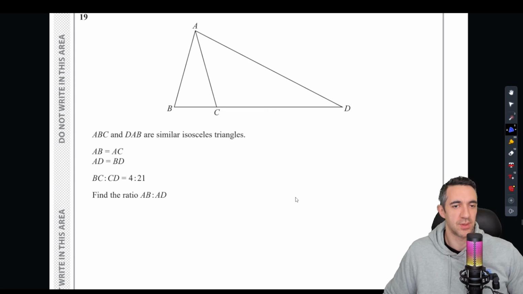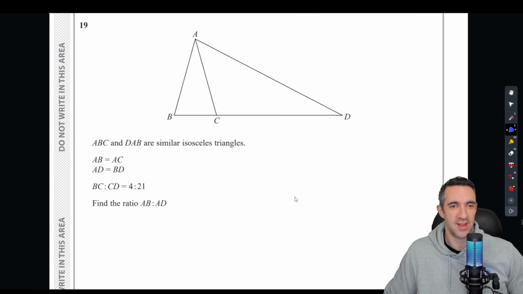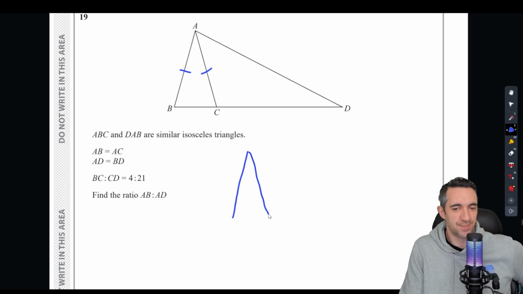Right. Similar triangles. Similar isosceles triangles. 3 marks. Feels like there's a lot here for 3 marks. Right. ABC are similar. AB is AC. So there's our isosceles triangle there. AD equals BD. So that's, I can't mark that really on here. And then I've got a ratio. So I'm going to draw these out separately. That's what I would always do for similar triangles.